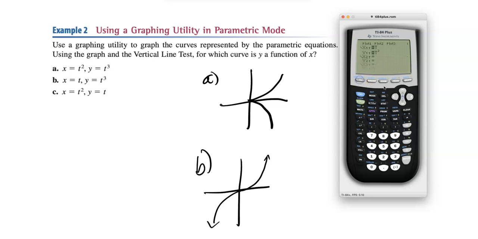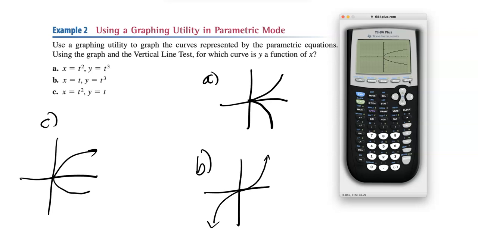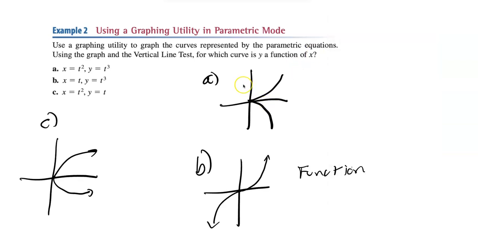And I guess since, well, now let's do t squared. So t squared, and then just t, I think. Hit graph on that. And we get another non-function. That looks like a sideways parabola. So only b is a function. So that's how we graph on our calculators using parametric.